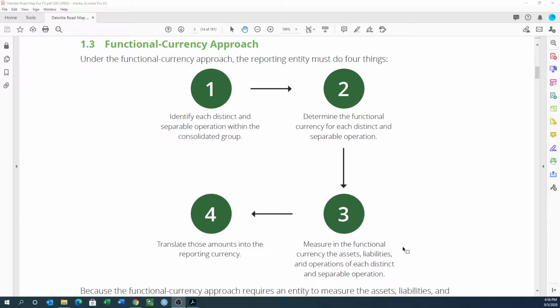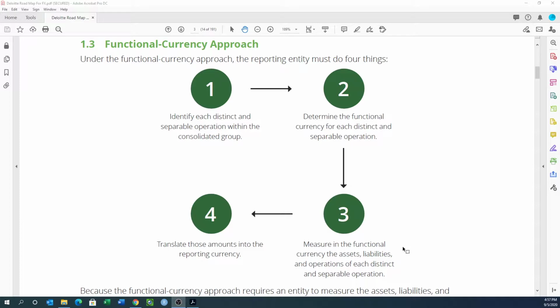So again, the example is we have a single operation unit, single distinct separable operation unit, only one. It is in the US. All transactions are recorded. We have recorded currency is the US dollar. The functional currency is the US dollar. And we report to users of the financial statements in the US dollar. So we've got recording currency, functional currency, and reporting currency. They're all the same.